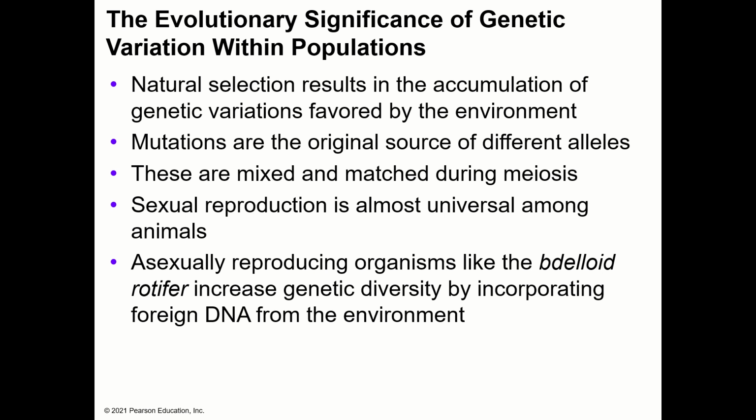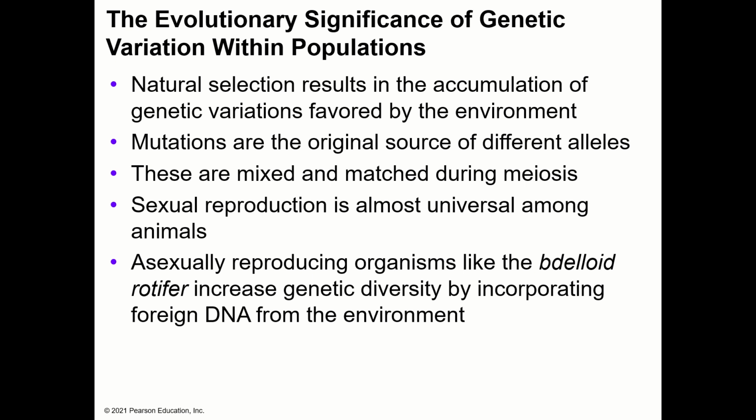The evolutionary significance of genetic variation within populations. Natural selection results in the accumulation of genetic variation favored by the environment. Essentially, an organism doesn't necessarily choose what genes it picks up, but perhaps there are certain factors in the environment that organisms with certain traits are more likely to live long enough to produce offspring, and therefore their genes have a higher probability to continue.